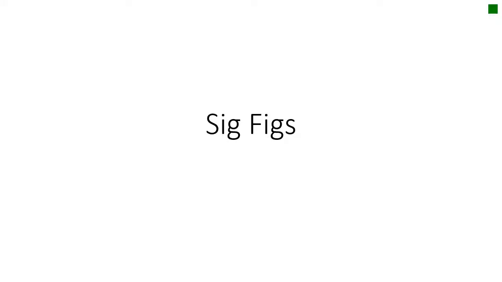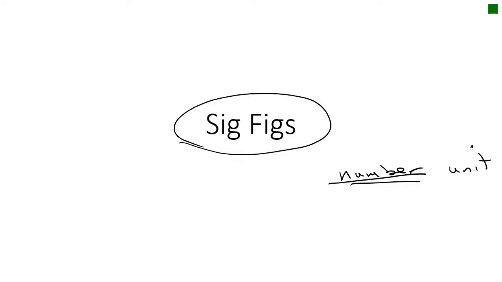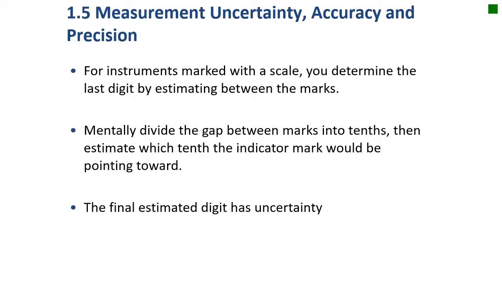So when we make measurements, we know that the measurement is going to have three components in how we report it. We have the number, we have the unit, and then we have how well we know the number. How well we know the number is referred to as the number of significant figures in that number, which we're going to call sig figs for short. So we need to know how to read a measurement to get the number of significant figures.